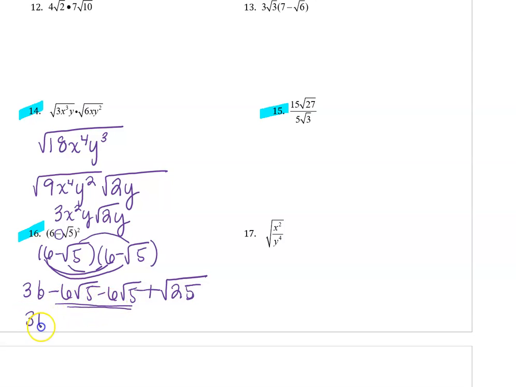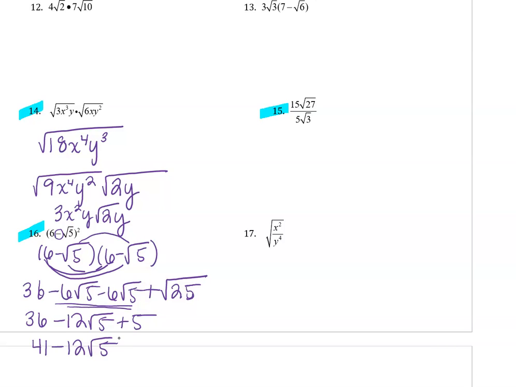So this is 36 minus 12 radical 5. Square root of 25 is 5. 36 plus 5 gives me 41. So 41 minus 12 square root of 5 would be my answer there.